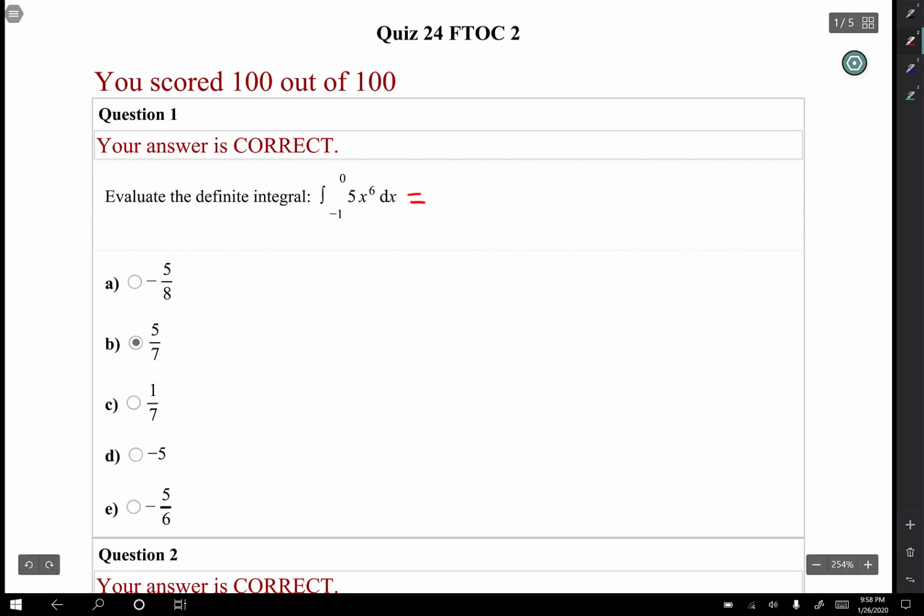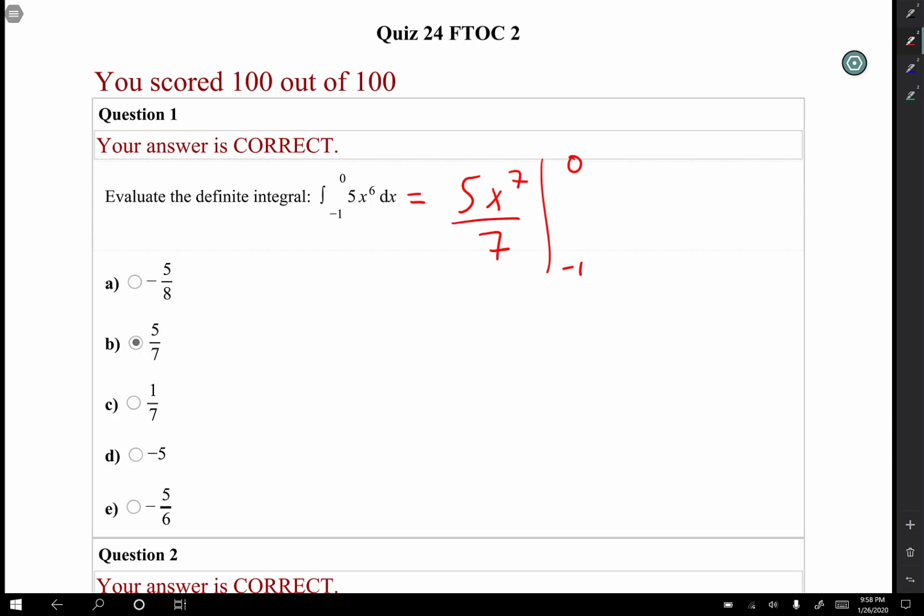So I want the antiderivative of this guy, and I'm going to do upper minus lower. So I'm going to add 1 to that exponent. So 5x to the 7th divided by 7. And I'm going to evaluate this from -1 to 0. And you always do the top first minus the bottom.